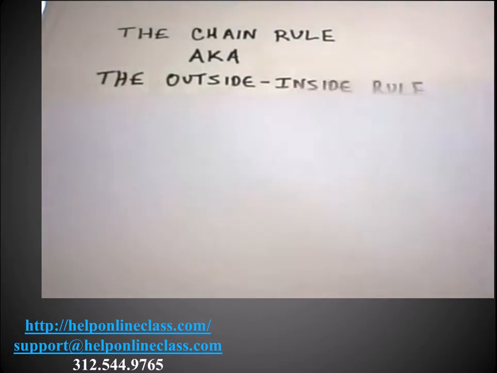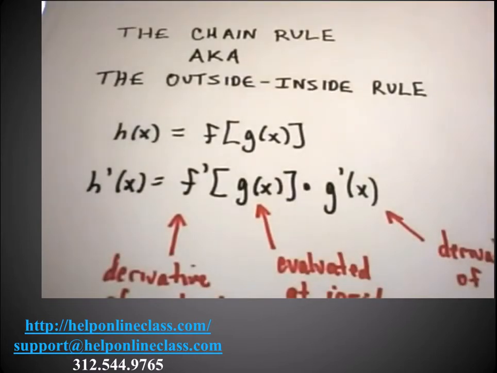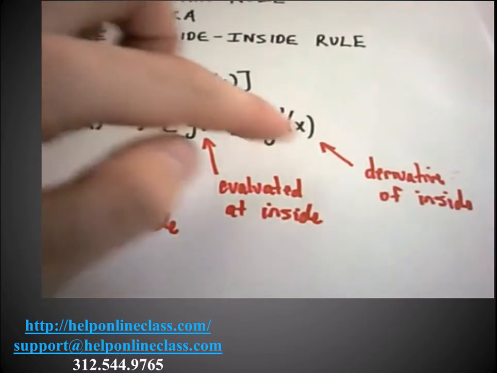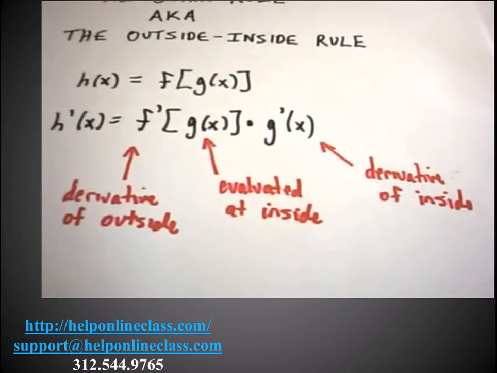of the inside. So in terms of this outside-inside rule, notice you basically get the derivative of the outside function, evaluate it at the inside function, and then you multiply that by the derivative of the inside function. And that's the basic idea with the chain rule.